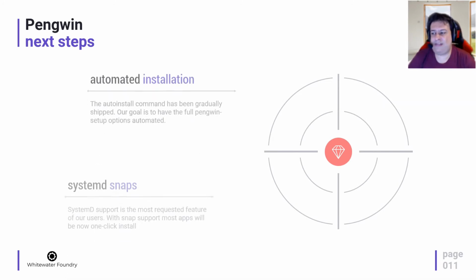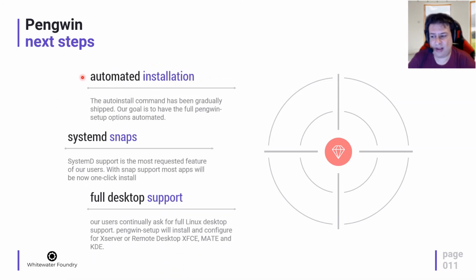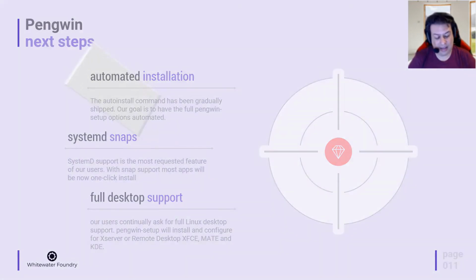Okay, the next step for Pengwin, automated installation. The auto-install command has been gradually shipped. Our goal is to have the full Pengwin setup automated. Systemd and snaps. Systemd support is the most requested feature of our users. With snap support, most applications will now be one-click install. Full desktop support. Our users continually ask for full Linux desktop support. Pengwin setup will install and configure an X server or remote desktop, XFCE, MATE, and KDE.